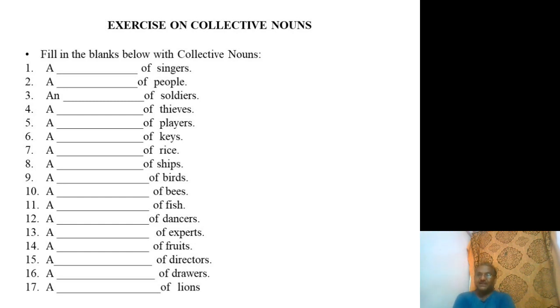Band of gang of thieves. So you refer gang means group. So whenever you want to mention thieves, you say gang of thieves. Next, coming to the fifth one.